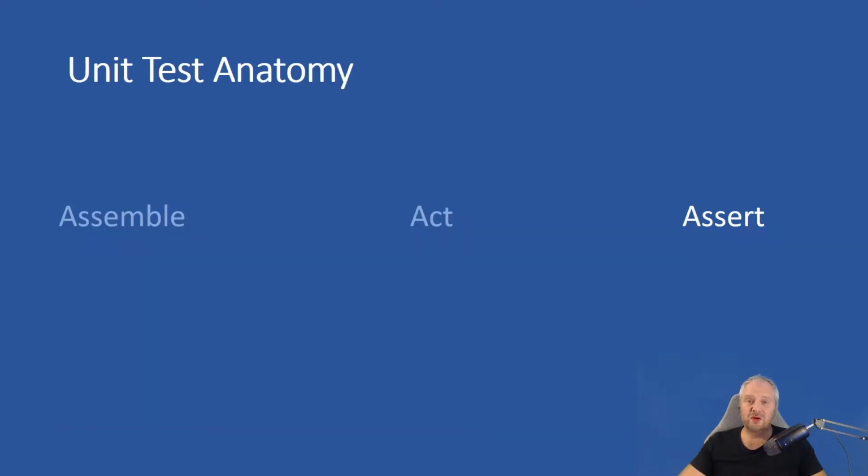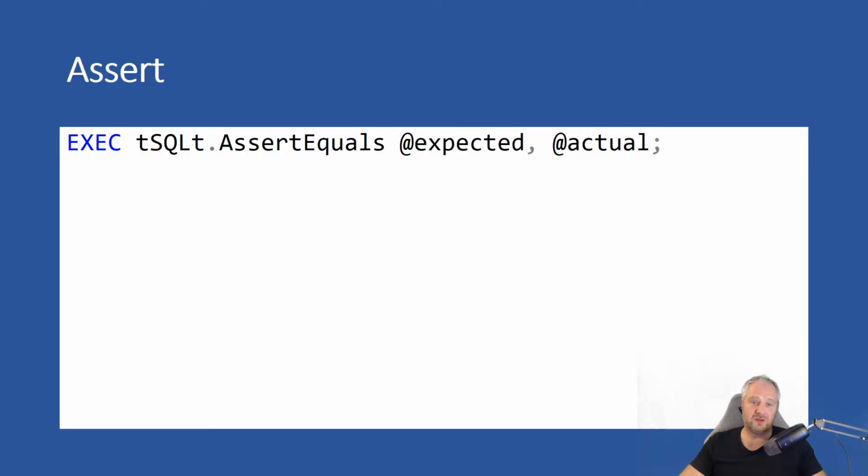And in the end, we're going to assert these values. So we say, okay, tSQLt.AssertEquals, and then we have the expected and the actual value. And these have to be the same. If not, our test fails.